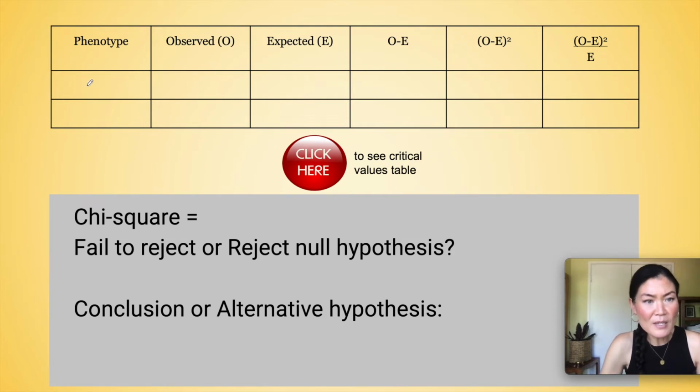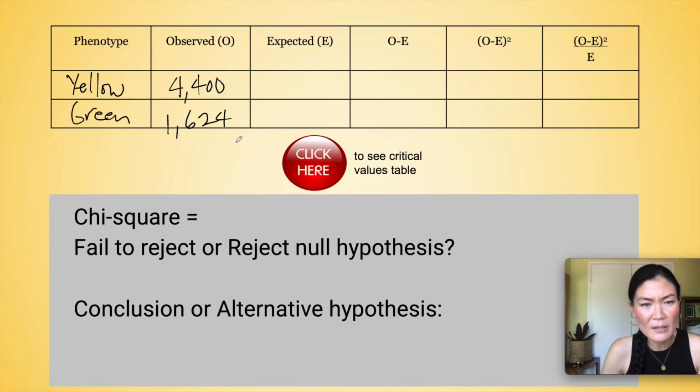The phenotype is yellow versus green. The observed is 4,400, that's yellow, and 1,624, that is green. But what about our expected? What are the numbers for the expected? Remember I said that you have to add up the total number of plants that was observed. So that gives me, carry the 1, 5, 6. So that's going to be 6,024 total.